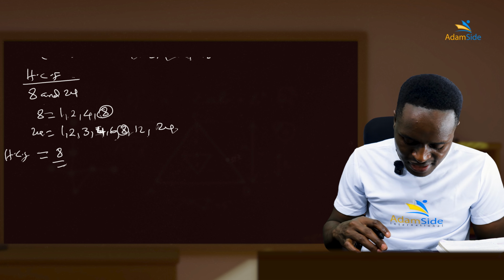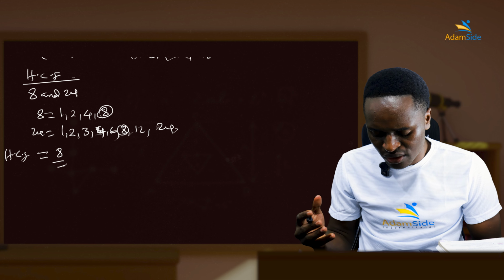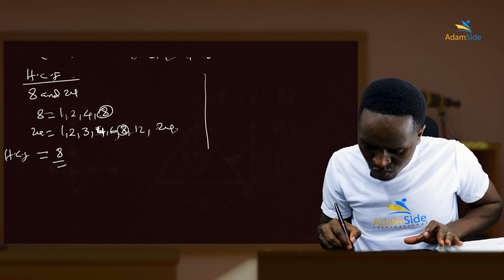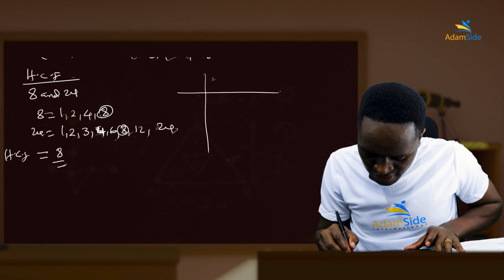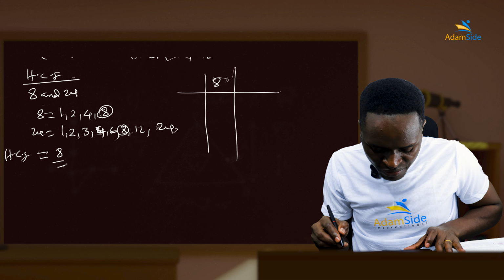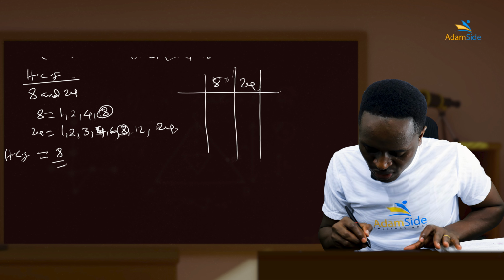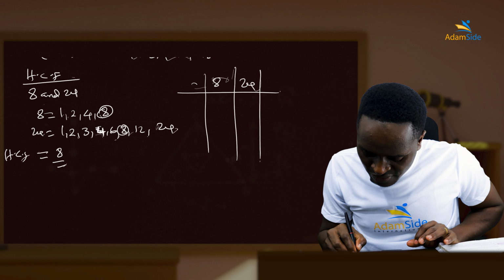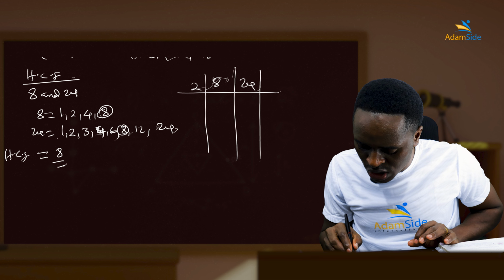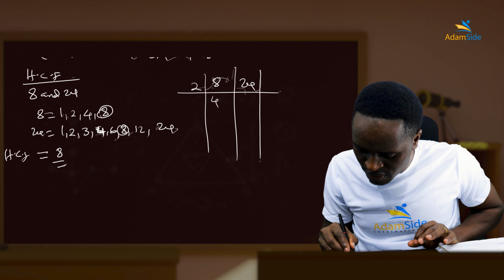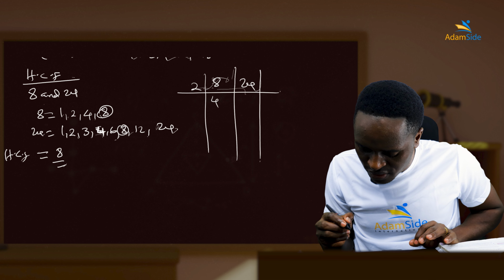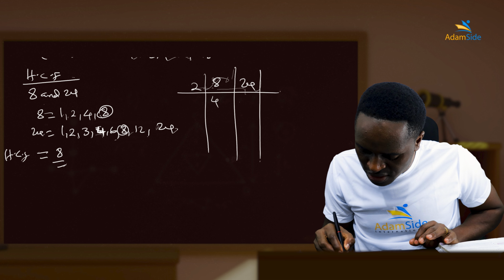So you can either use the listing method or the square method. With the square method, it's easy. You can as well just put it this way. You start by using the prime factors of the numbers. We say 2 divides both, find the number that goes into 8 and 24. 8 divided by 2, you get 4. 24 divided by 2, you get 12.